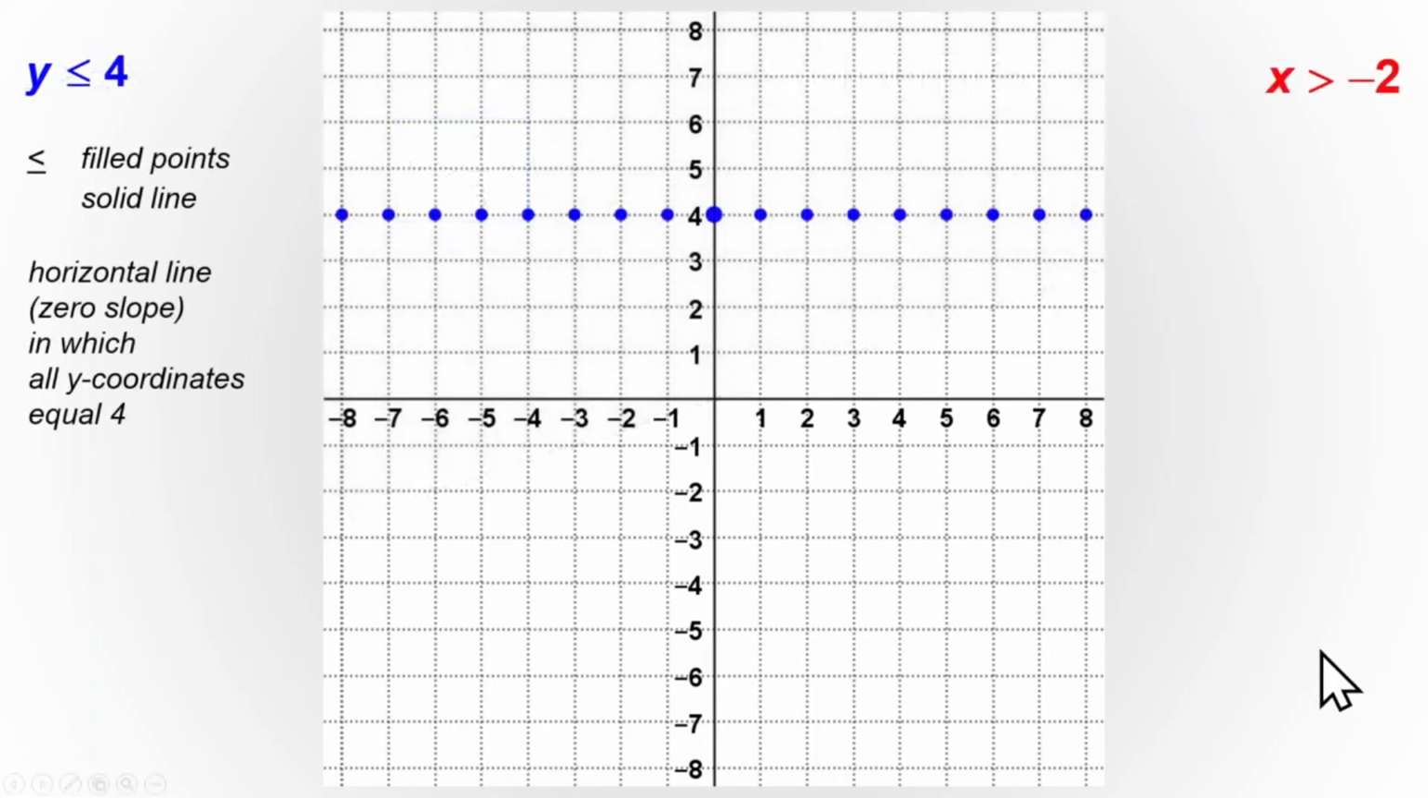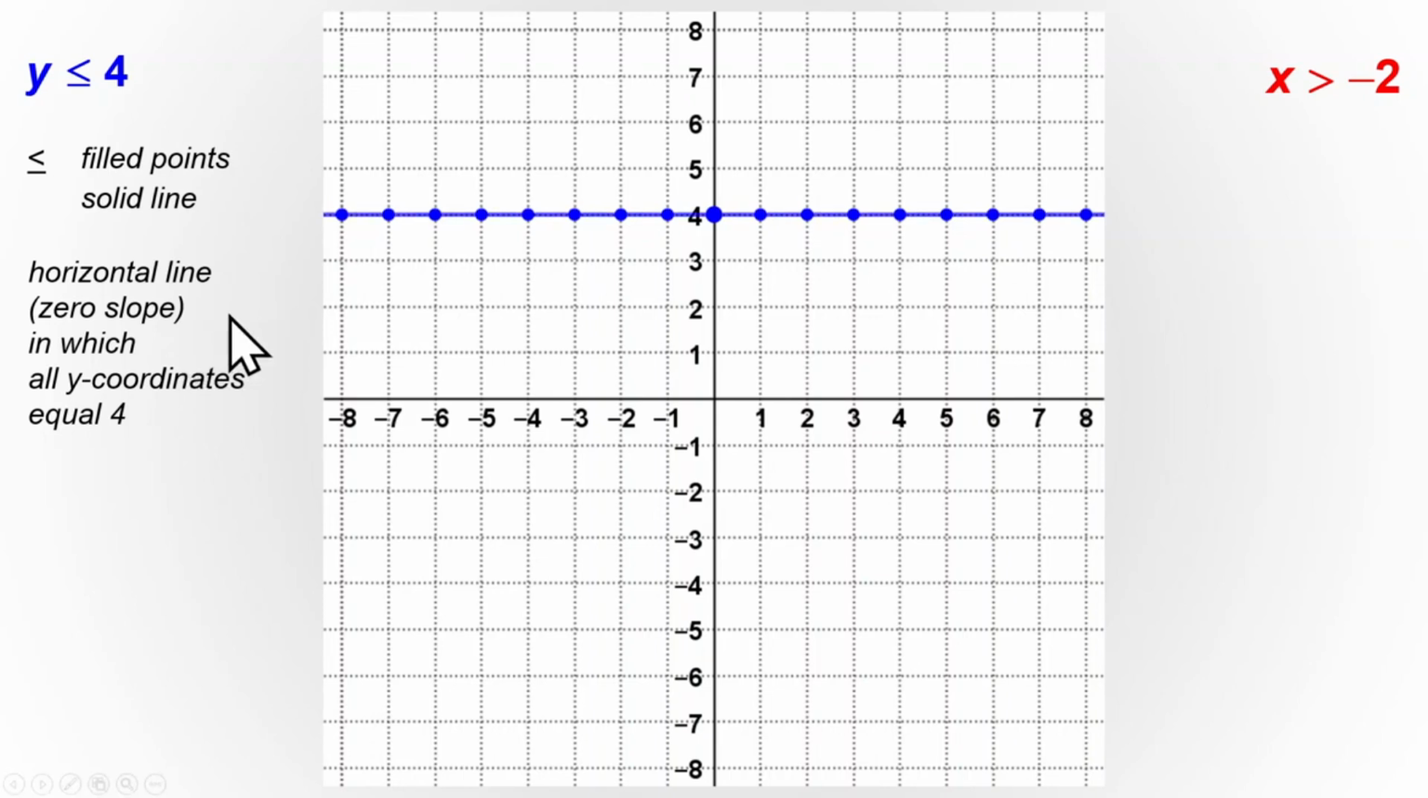For instance, our first example, y is less than or equal to 4, and x is greater than negative 2. For these particular problems, I'm going to keep the inequalities on separate sides along with their work just to be better organized. And we'll start by graphing y is less than or equal to 4. We know that being less than or equal to means we have filled points and we'll need a solid line. Because y equals 4 is a horizontal line, which has, of course, 0 slope, you just have to remember that means all the y coordinates will equal 4, so when we go ahead and graph that, that's what it's going to look like.